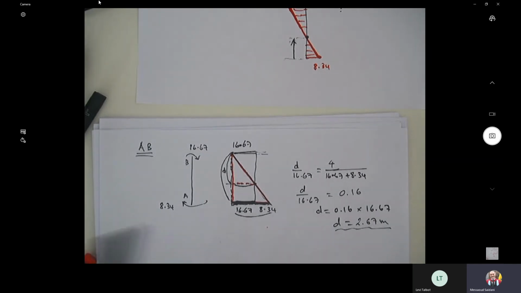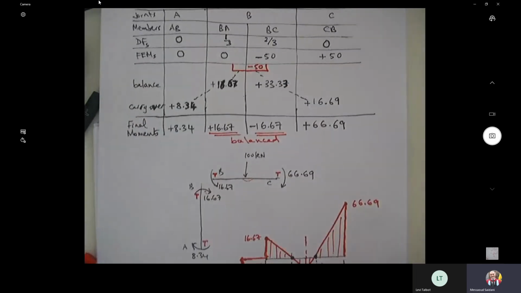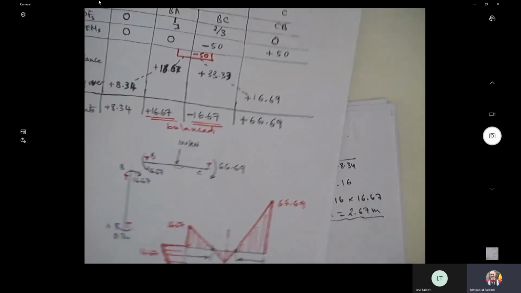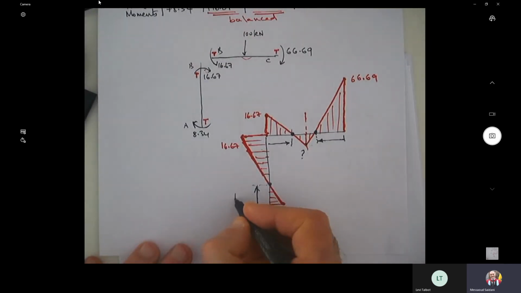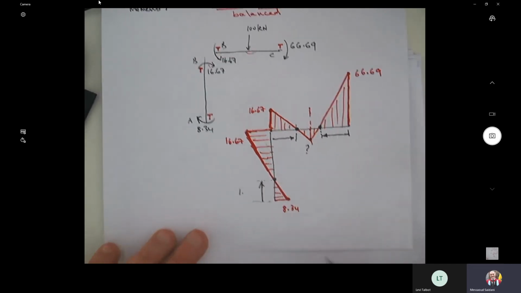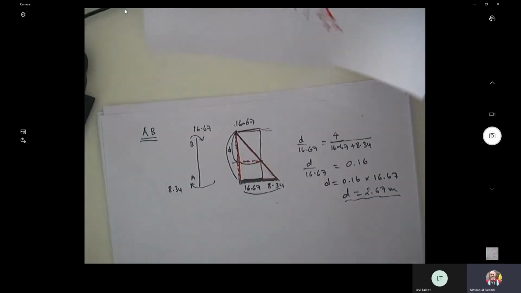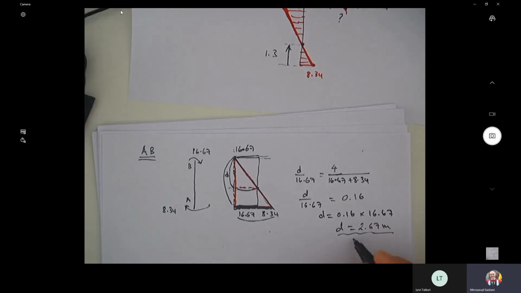Is that okay? So now we know this is 2.67. So what's this length here? If this is 2.67, so what's this here? 1.3. Yeah. To one decimal place, it's 1.3 meters. And here, this is roughly 2.7 meters, okay?